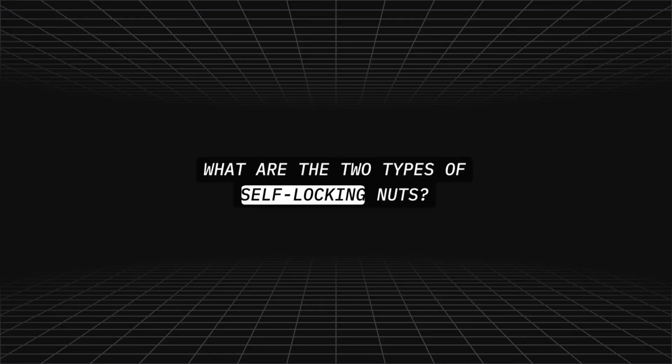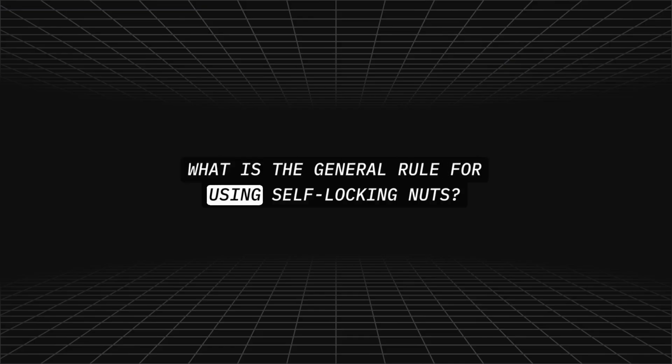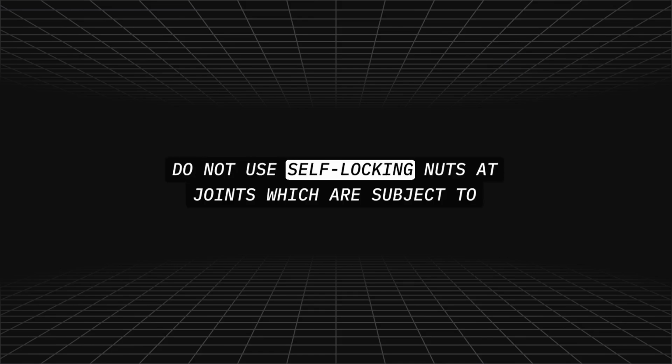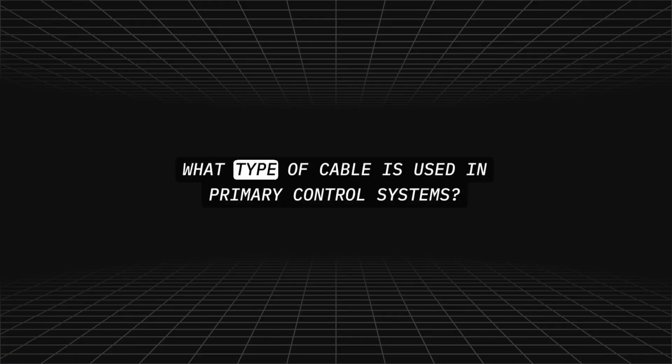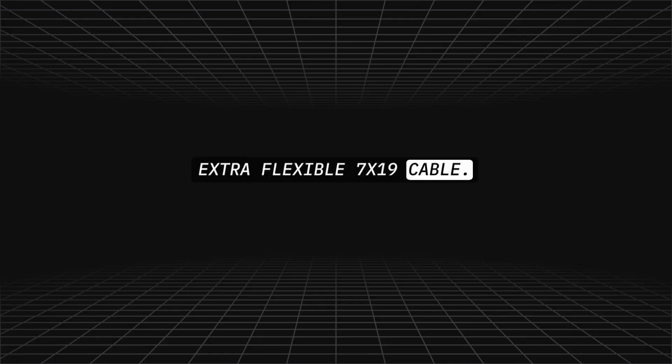What are the two types of self-locking nuts? All metal and fiber lock. What is the general rule for using self-locking nuts? Do not use self-locking nuts at joints which are subject to rotation. What type of cable is used in primary control systems? Extra flexible 7x19 cable.